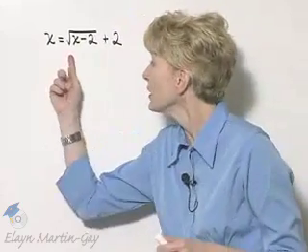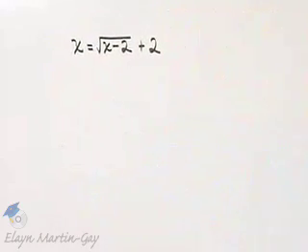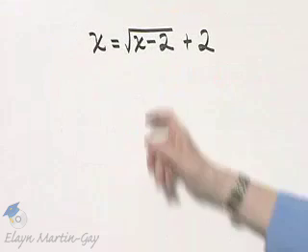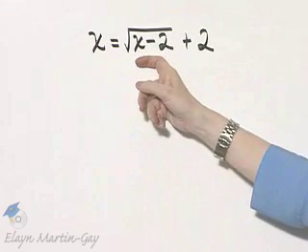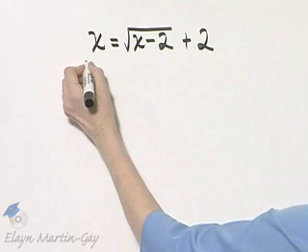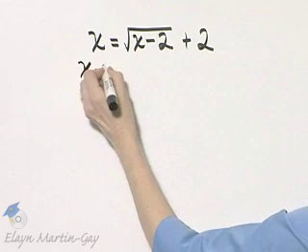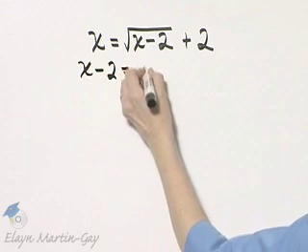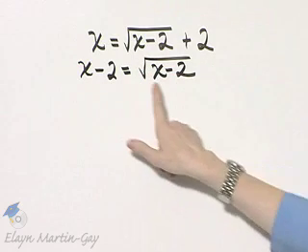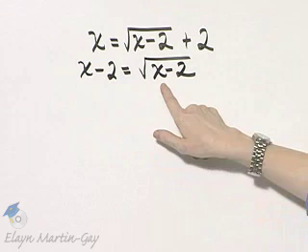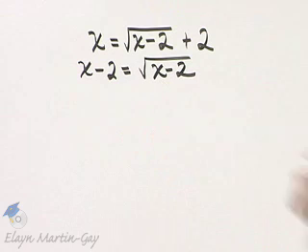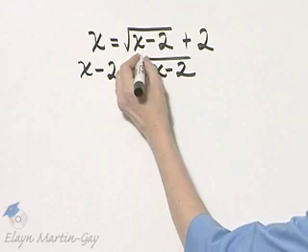So let's look at our equation: x equals the square root of x minus 2, plus 2. Don't forget what I mentioned. If possible, isolate a radical. We will isolate this radical. So I'll subtract 2 from both sides, and that's x minus 2 is equal to the square root of x minus 2. Now, once this radical is isolated, we want to remove it by using the power rule. I will square both sides.